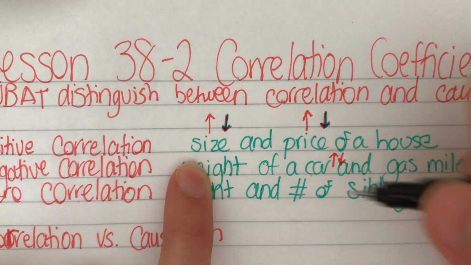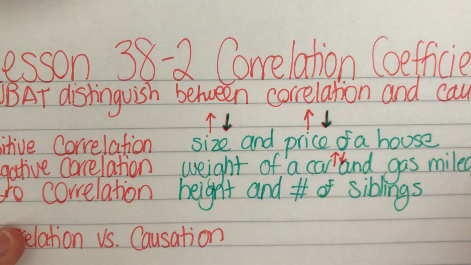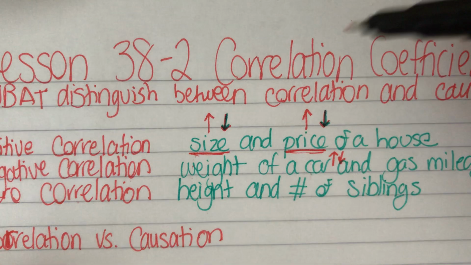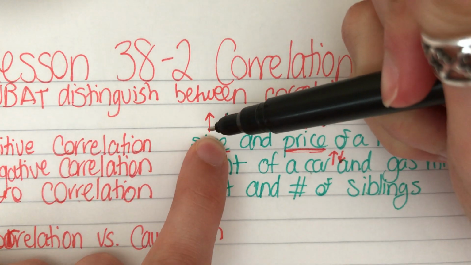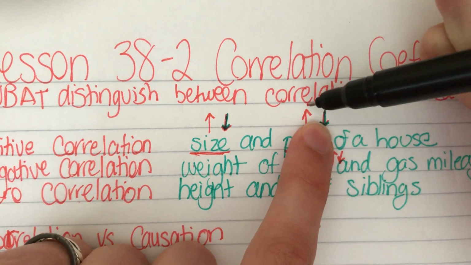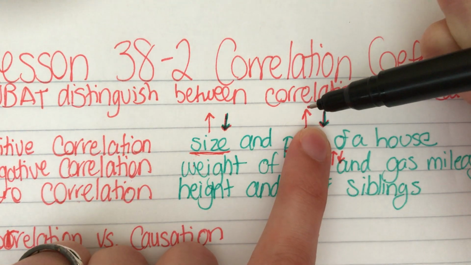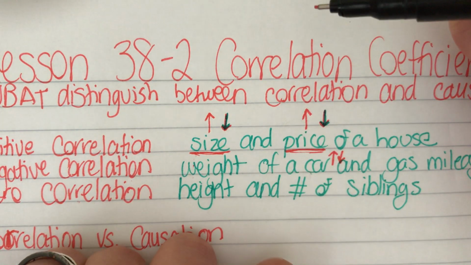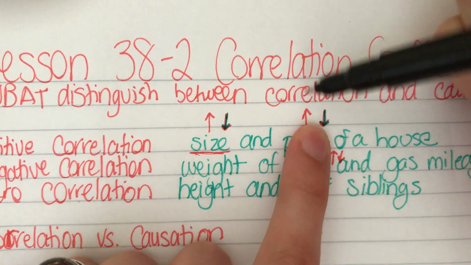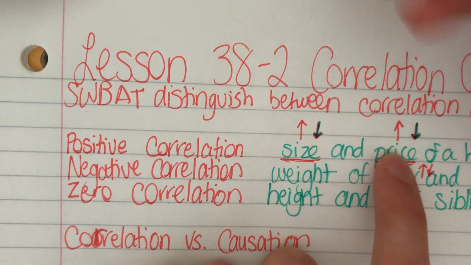So the 2 variables that we're looking at here are size and price. What I have here in red is that if the size is going up, the price is also going to go up. Think about it, the larger of a house you get, probably the more expensive it's going to be, right? So when this goes up, so does that. We call this positive correlation.